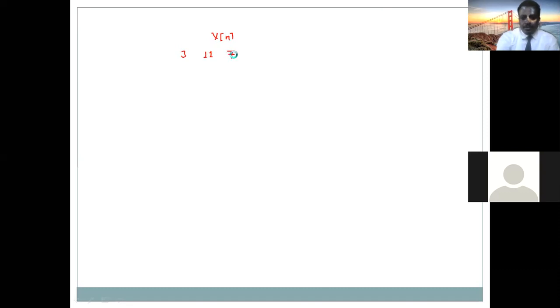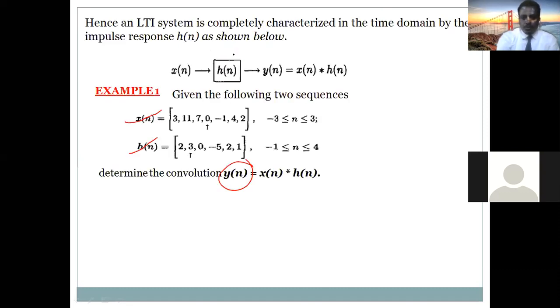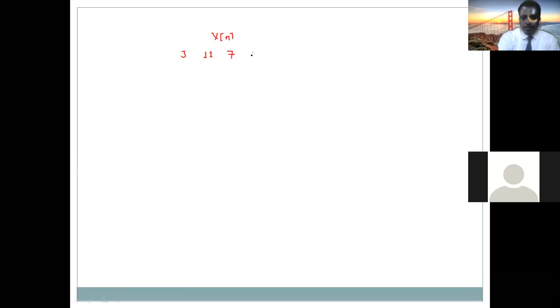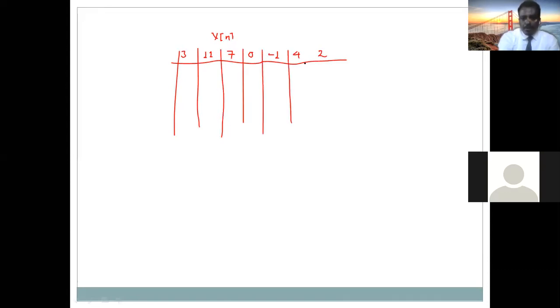What is the next? 0, minus 1, 4, 2. These are the samples of the input x of n, right? So we form a table here, as you can see. All samples we write horizontally, that is x of n.